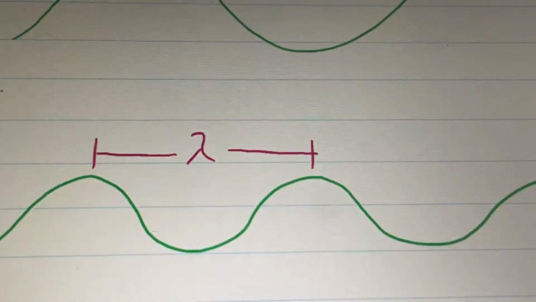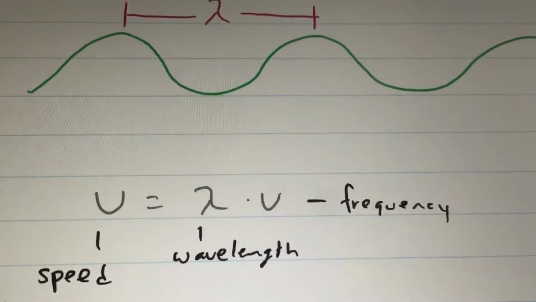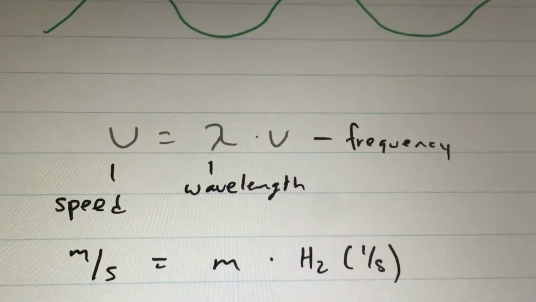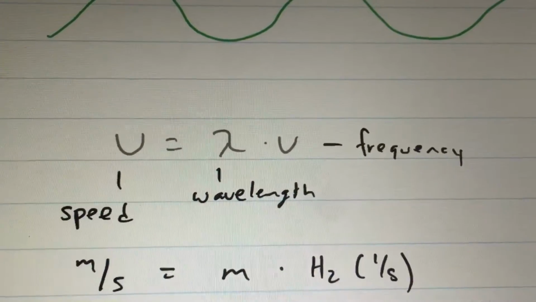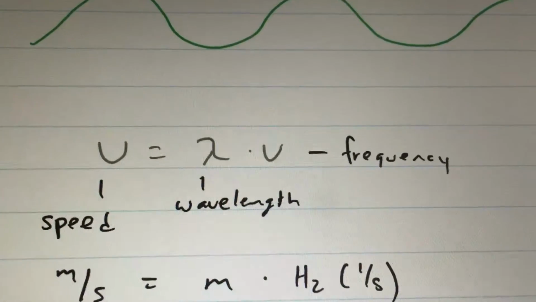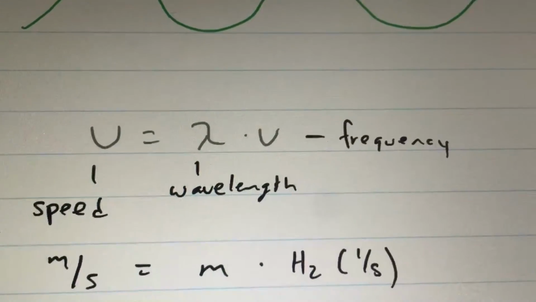Now, each wave has a speed, and the speed is equal to the wavelength times the frequency. Any type of speed is measured in meters per second. That means that the wavelength has to be converted into meters, and the frequency has to be in hertz, because hertz is the same as 1/second.